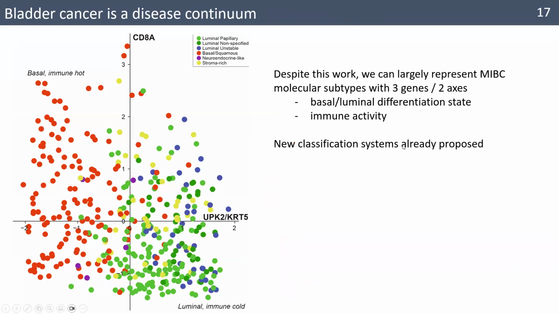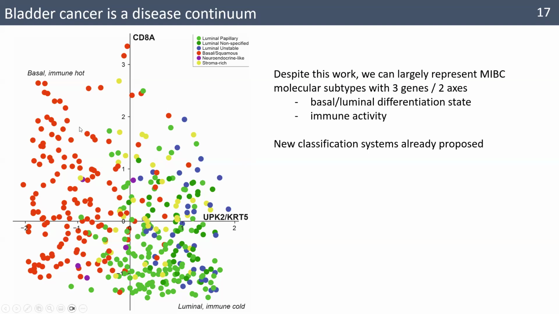The problem still remains that these classification systems, as complicated as they become, they're effectively measuring 2 things. How differentiated our cancers are. So are they primitive? Are they basal, quite primitive? Or are they more luminal? Do they still look like the original urothelial tissue? And then how many immune cells do they have? So this classification that I've made on the left-hand side here, the x-axis is differentiation. How differentiated are they? And the y-axis is how many immune cells.